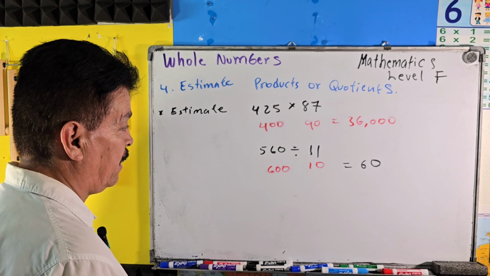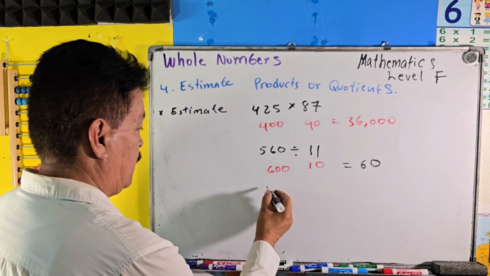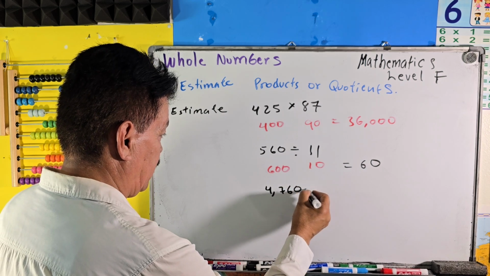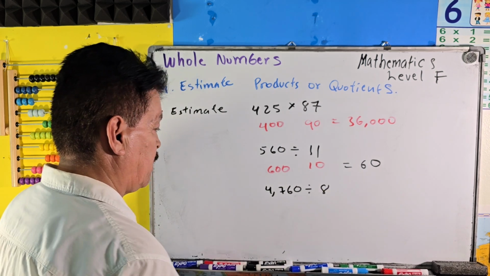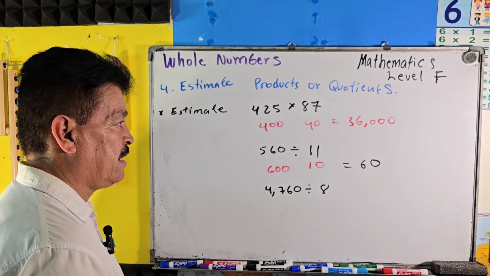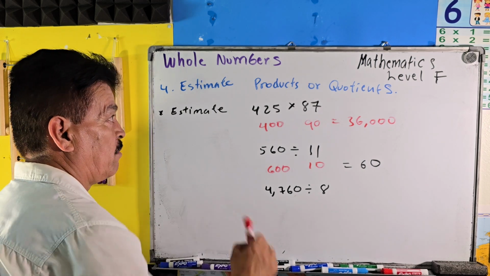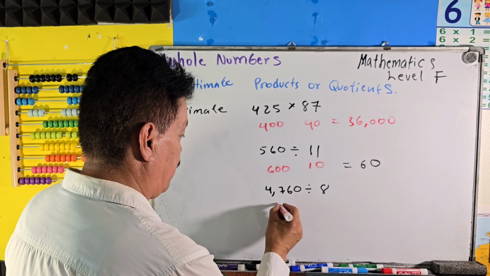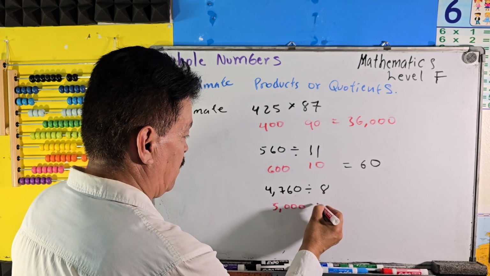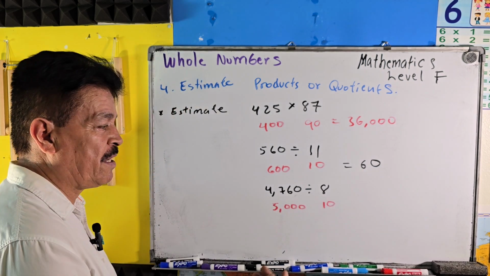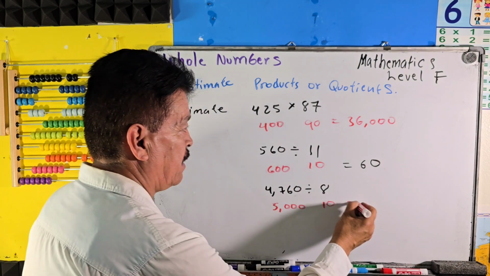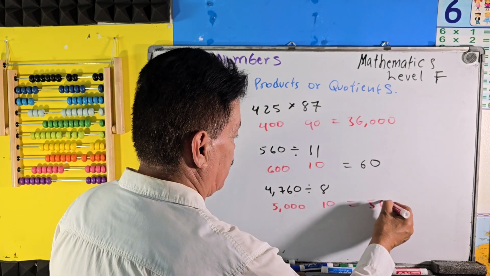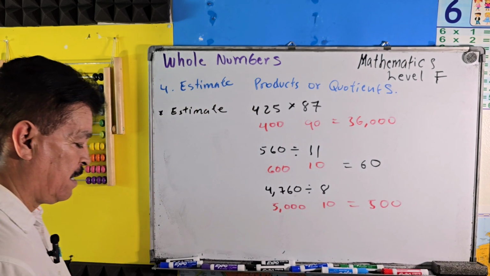Let's write another couple of problems here. Let's write 4,060 divided by 8. How do we make this problem easier? When you divide or multiply, but in this case we divide, we write 5,000 divided by 10, right? Just make it easier. 10, not 8. So that equals 500, right?